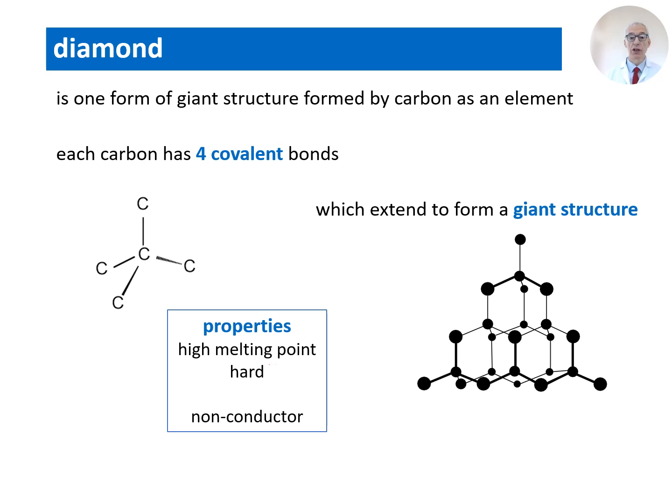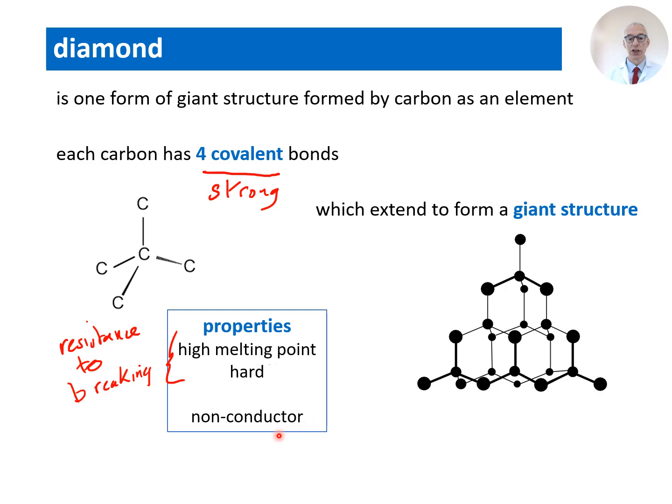Okay, so the explanation revolves around each carbon having 4 covalent bonds, and those covalent bonds are all strong. High melting point and hardness both involve the idea of resistance to breaking. Diamond has a high melting point because the bonds are resistant to being broken. Diamond is hard because the bonds are resistant to being broken. They are strong.